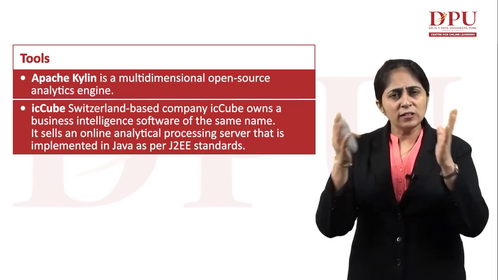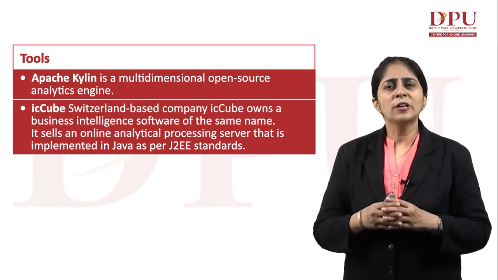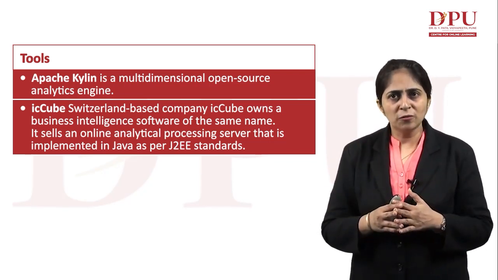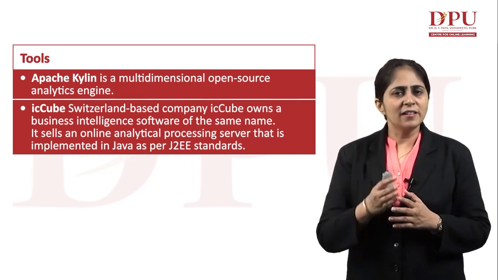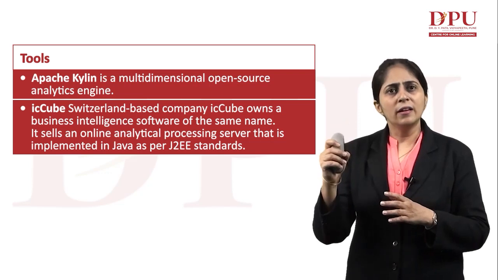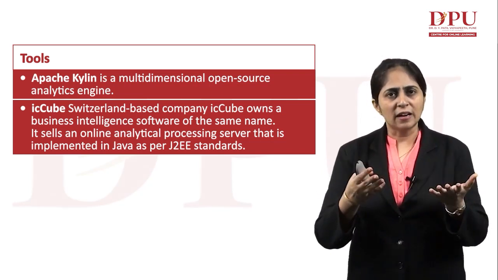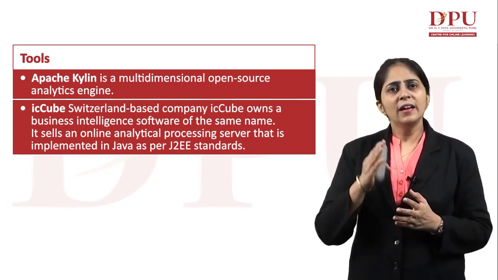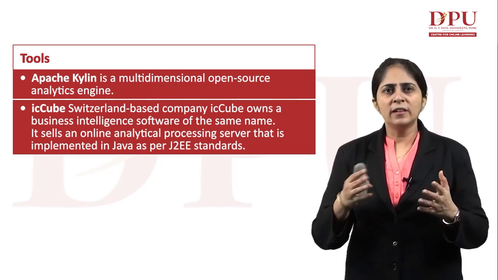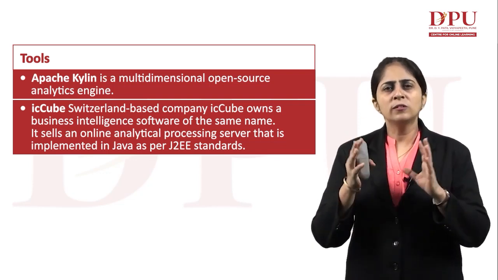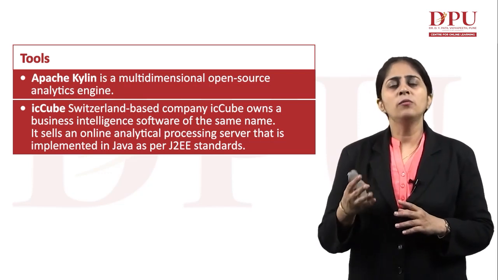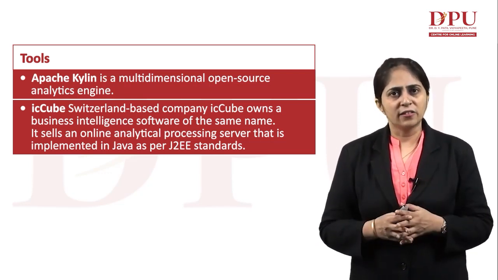All these tools have to be built in some particular language. Different programming languages, different coding languages can be used for this. So this one, ICCube, has been built in Java as per the J2EE standards. As per their standard, it has been built. It is an in-memory OLAP server and it is compatible to work with any data source that holds its data in tabular form. So this is another tool which can be used for our online analytical processing.